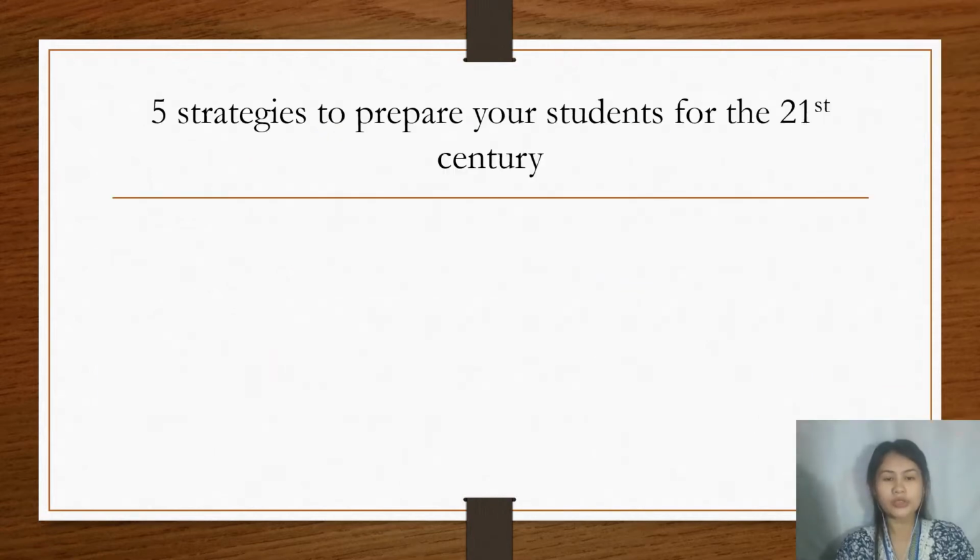There are five strategies to prepare your students for the 21st century. First, let your students lead the learning. As a teacher, we should let our students lead the learning. Give the students the opportunity to be self-learners, which guarantees lifelong learning. This brings us directly to the second point, learning. As a teacher, we are there to guide students to discover for themselves, to be independent in their learning.